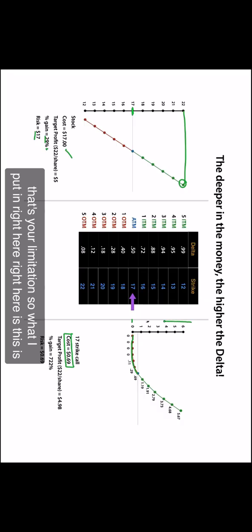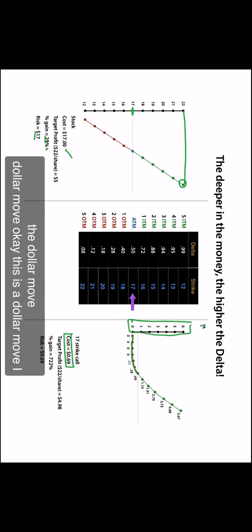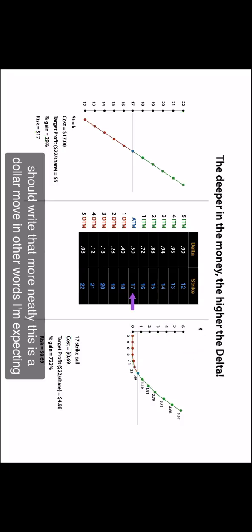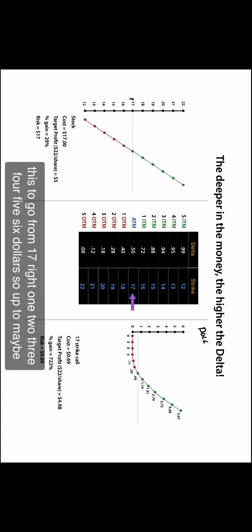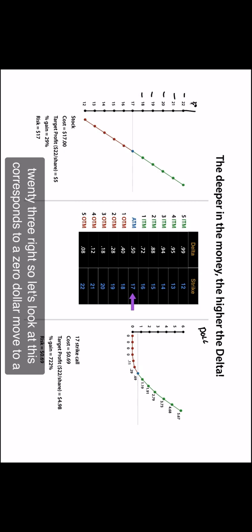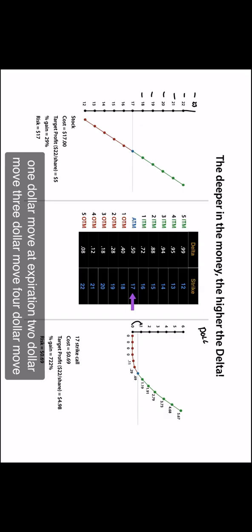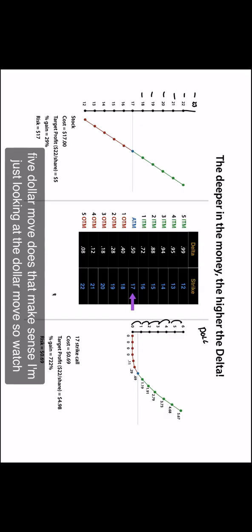So what I've put in right here is the dollar move. This is a dollar move. In other words, I'm expecting this to go from 17, $1, $2, $3, $4, $5, $6, so up to maybe 23. So let's look at how this corresponds to a $0 move, to a $1 move at expiration, $2 move, $3 move, $4 move, $5 move. Does that make sense? I'm just looking at the dollar move.